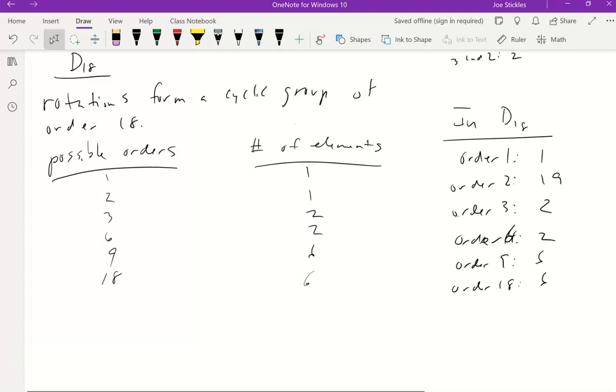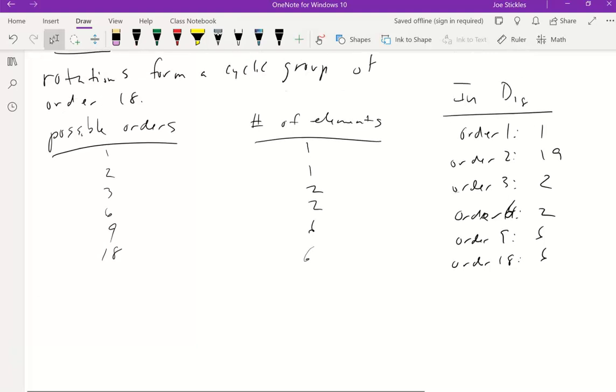Okay. Now let's look at the other group that they ask you about. But this time they only ask you about the elements of order 18 in D6 cross Z3.